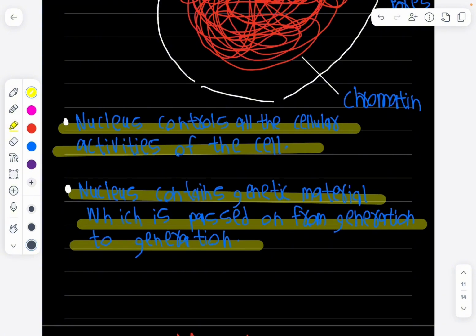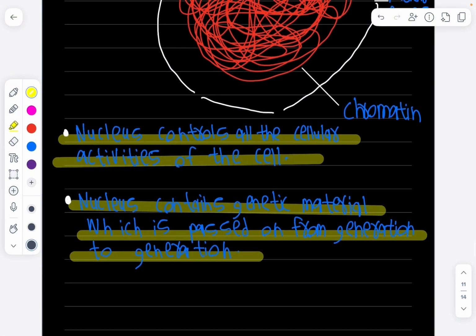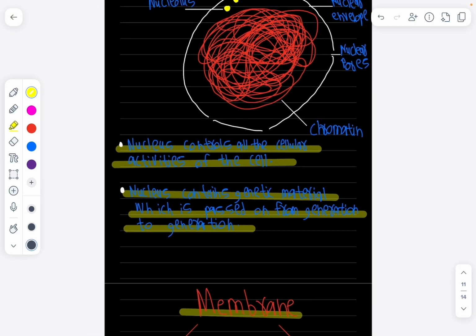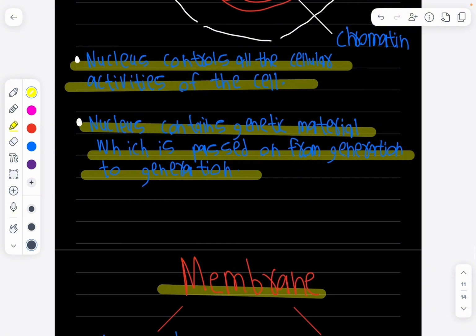You understand that? What does it mean, from generation to generation? That your parents' DNA, your maternal DNA, your paternal DNA which is in you, is passed on from generation to generation. We are going to study this in detail in the future as the syllabus progresses.